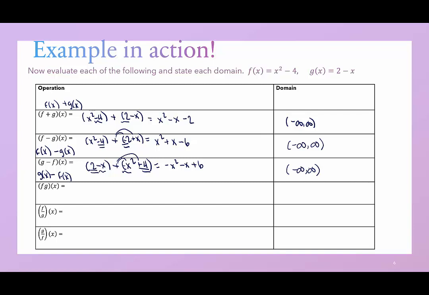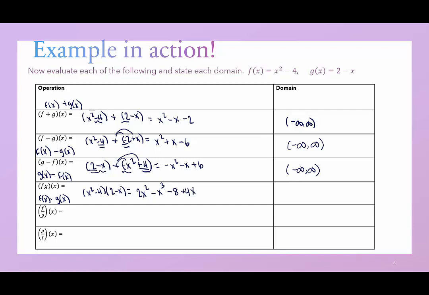Next up on the list, we have our product function. We are going to multiply using my favorite technique, FOIL, or the distributive property. This is f of x times g of x. f of x is x squared minus 4. g of x is 2 minus x. Let's distribute. x squared times 2 is 2x squared. x squared times negative x is negative x cubed. Negative 4 times 2 is negative 8. And then negative 4 times negative x is positive 4x.